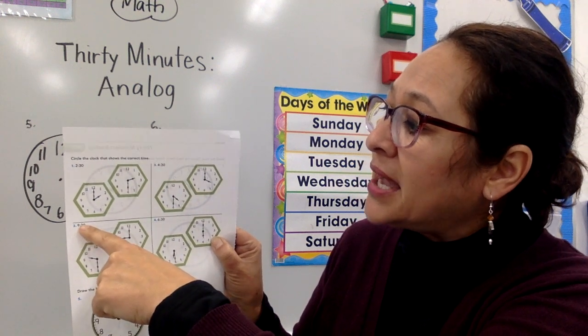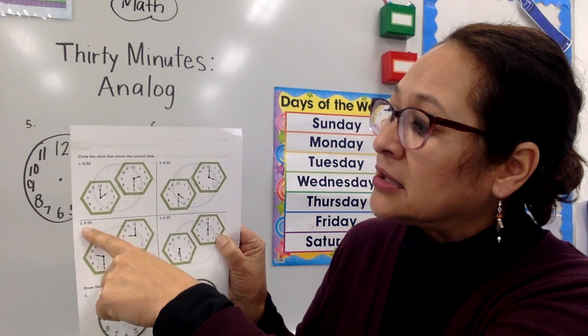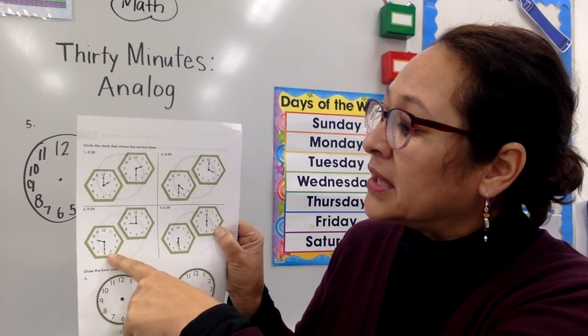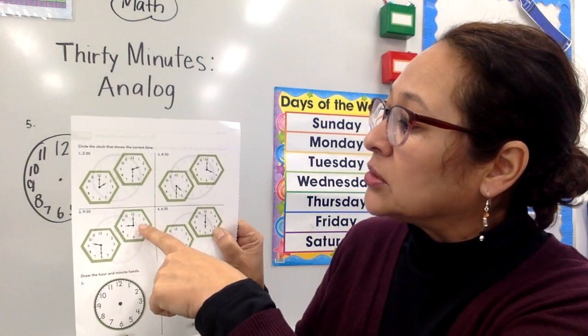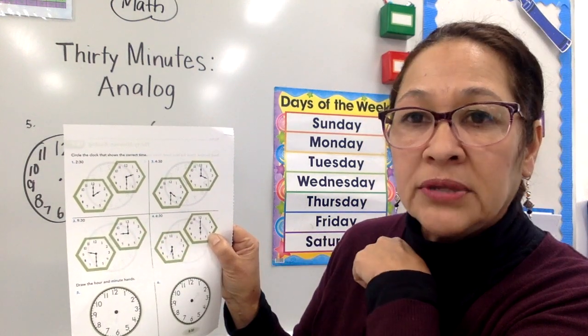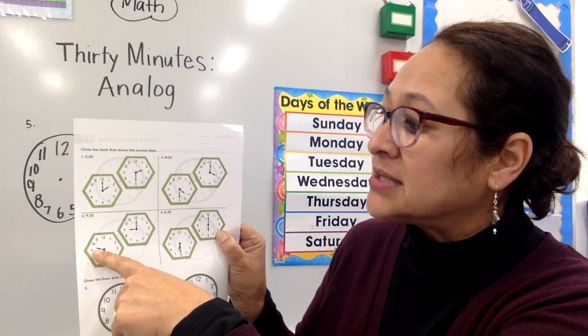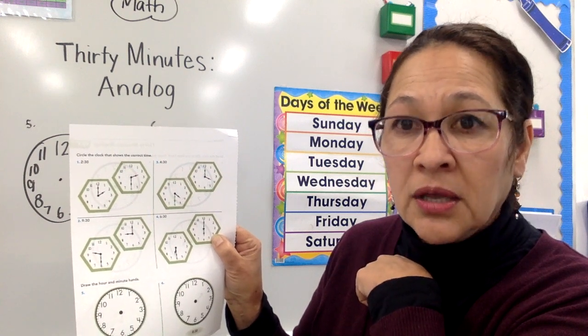It says 9:30. 9, dot dot, right there. You see that? The colon, not 9 dot dot 30. It's wanting you to circle which one says 9:30. Is it the one on the top? No, that says 9 o'clock. This one over here says 9:30 because the minute hand is pointing to the 6.